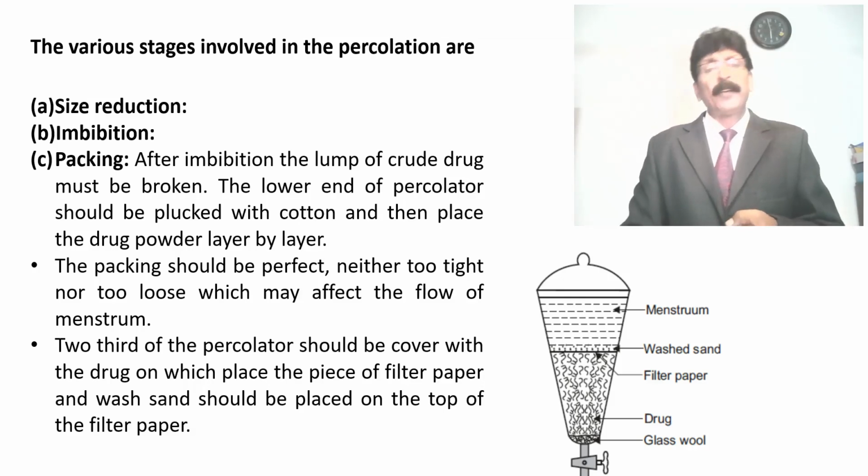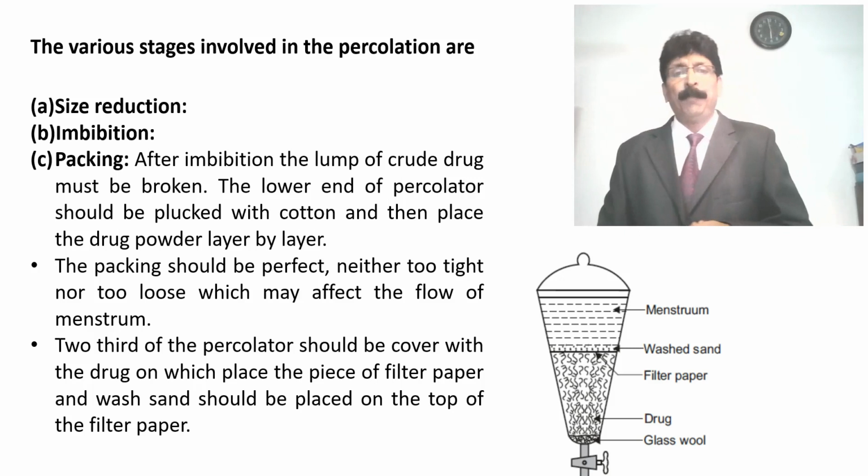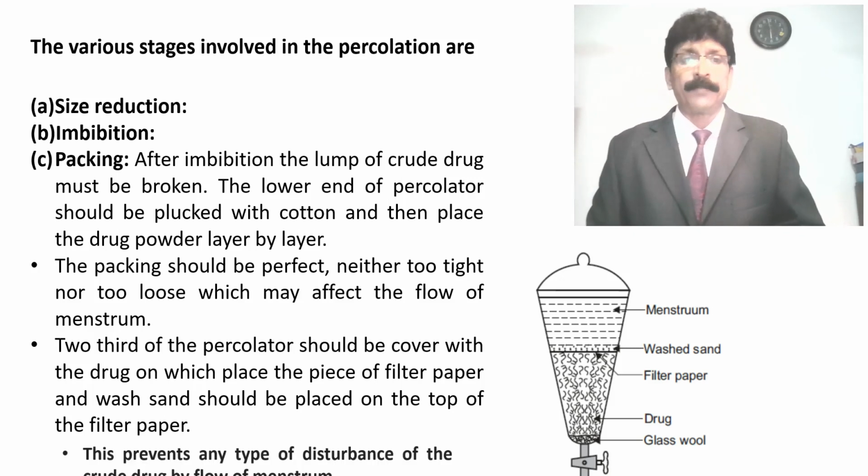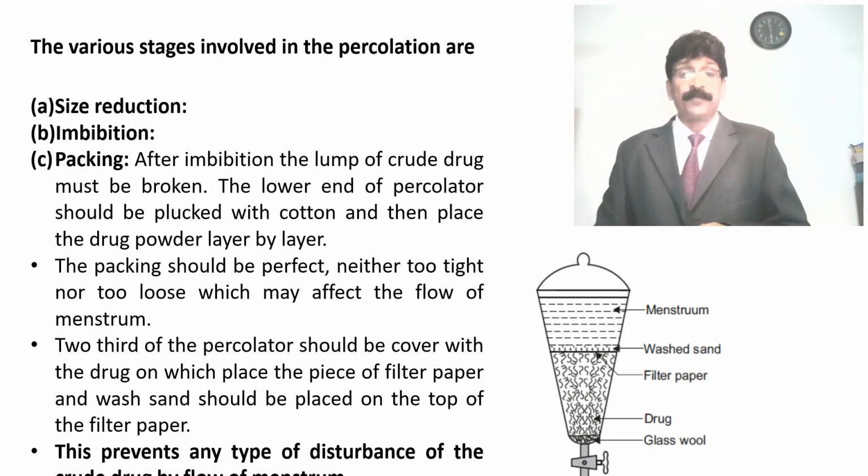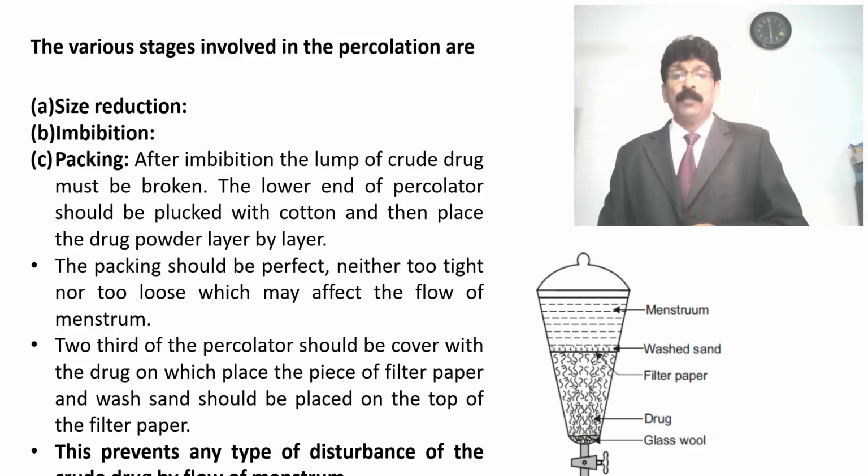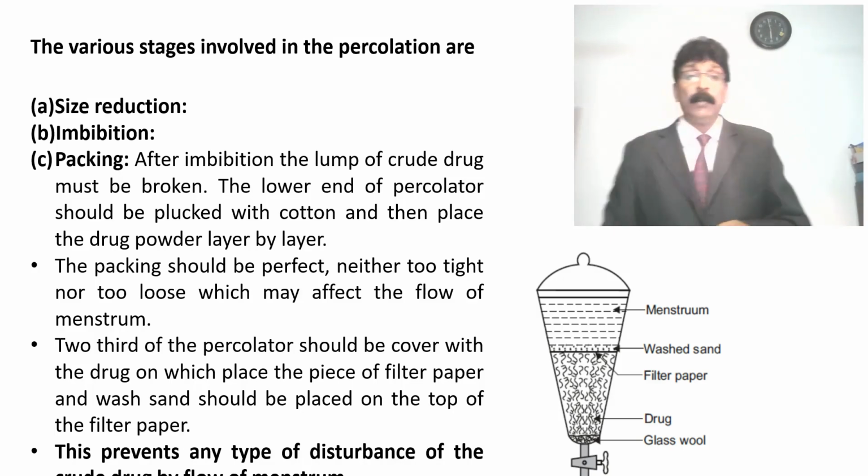Two-thirds of the percolator should be covered with the drug, on which a piece of filter paper is placed, and washed clean sand should be placed on top of the filter paper. This prevents any disturbance of the crude drug by the flow of menstruum.